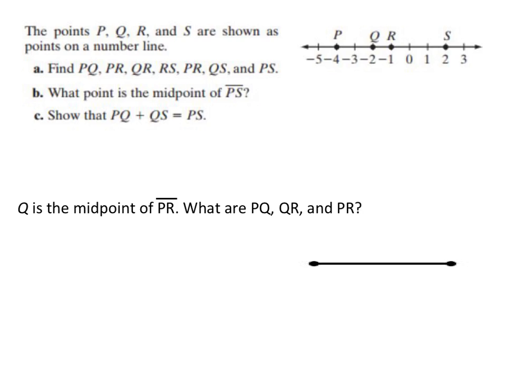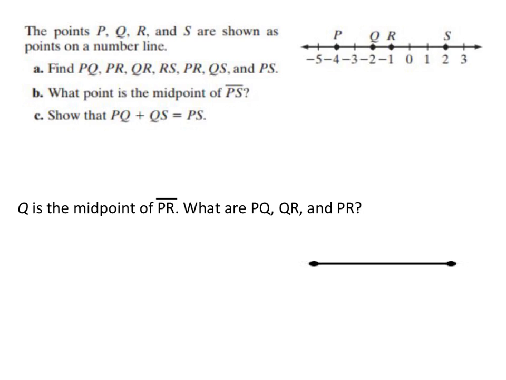The points P, Q, R, and S are shown as points on a number line. We want to find PQ when there's no line above it. It's looking for the length. PQ, PR, QR, RS, PR, QS, and PS. I'm just going to write the answers above, but please write out the question and draw the number line so you have examples in your notes.